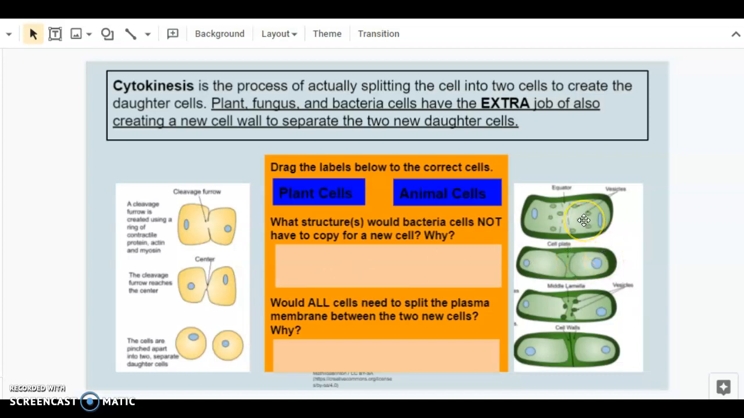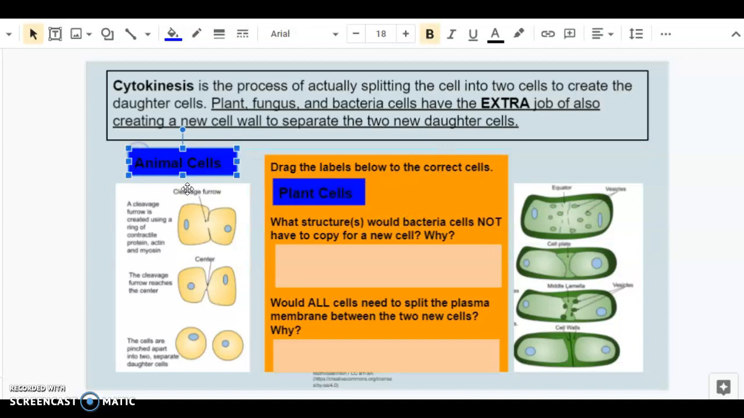In a plant cell or a fungus cell or a bacteria cell, there's one extra step. To really separate the two cells, you have to do more than separate the cytoplasm. You have to build a new cell wall between them. Animal cells don't do that. Why? Because they don't have cell walls. So the animal cells over here on the left, the one without the cell wall, and the plant cell over here on the right with the cell wall.